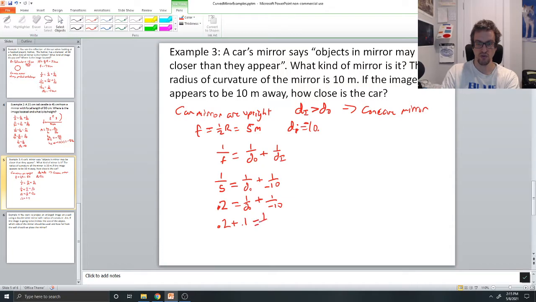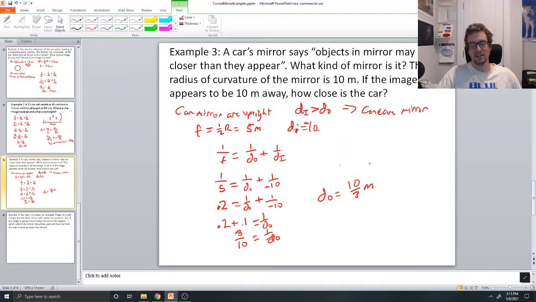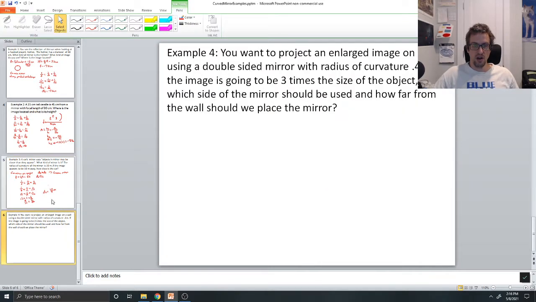This is equal to 1 over DO. So this is really 3 over 10 equals 1 over DO. And DO then is going to equal 10 over 3 meters. Okay, so 3.33. So it looks like it's 10 meters away, but it's only 3.3 meters away. And that's the example. Like I said, this is not a totally realistic example. The radius of curvature is going to be way more than 10 for a mirror, and that's going to make it so these two distances get closer and closer. But that's the answer.